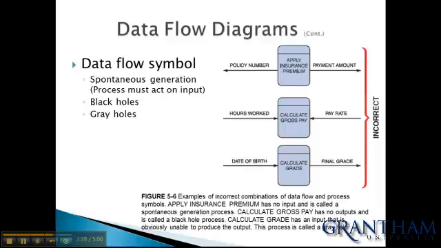And the last one would be calculate grade, you have date of birth coming in, and then you have final grade coming out, which means that basically you have a mismatch of the data type. So the input couldn't work because date of birth could not be used in actually calculating a grade. So that would represent an incorrect data flow.